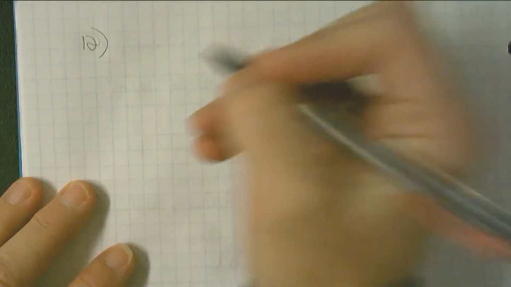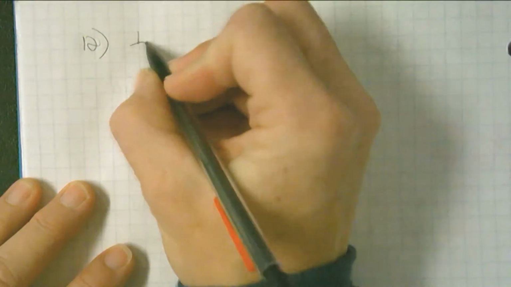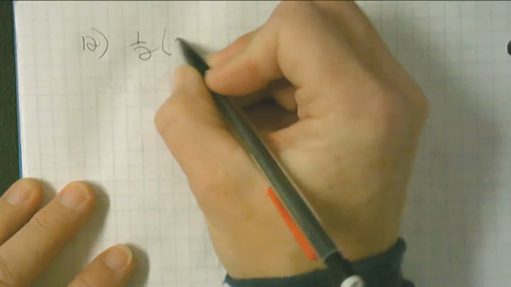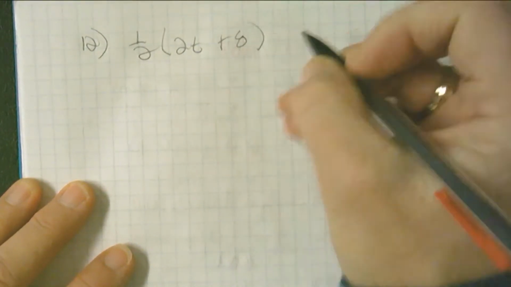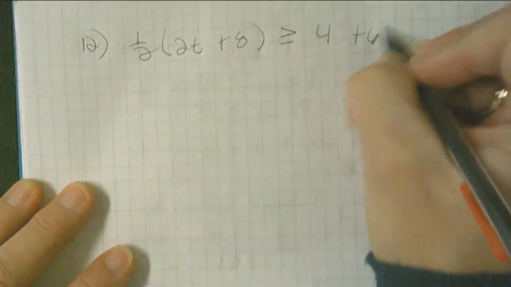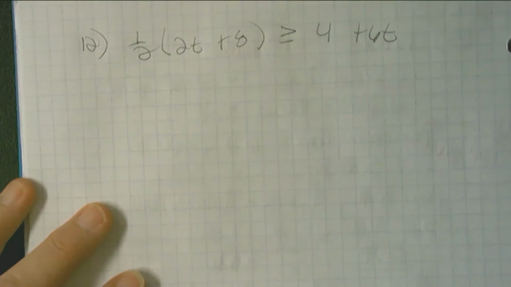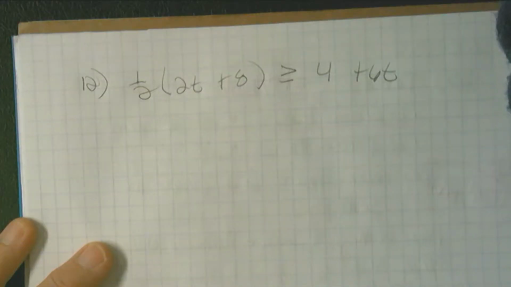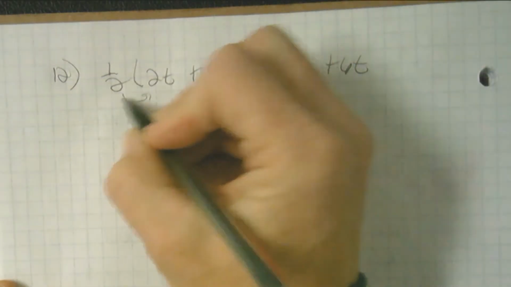Okay, so for number 12, I have 1/2 times the quantity of 2t plus 8 is greater than or equal to 4 plus 6t. You guys all right over there? All right, so the first thing I need to do, Cameron, is the distributive property.